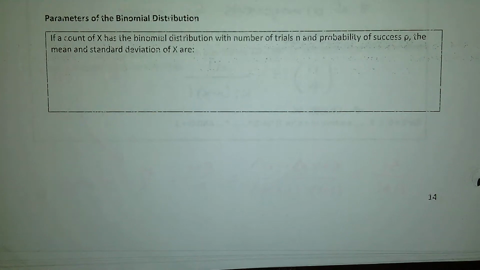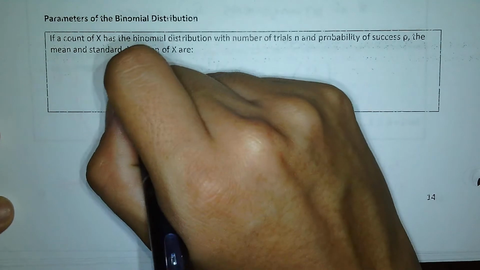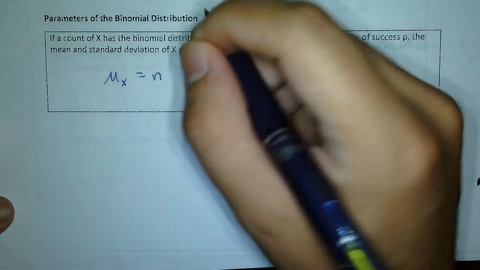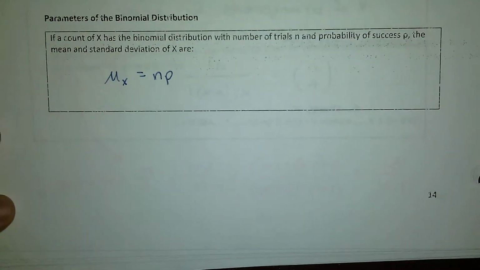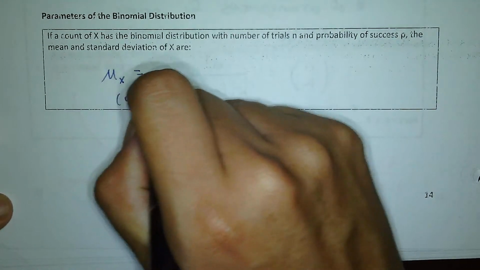Okay, now let's look at some parameters of the binomial distribution. If a count of x has a binomial distribution with number of trials n and probability of success p, the mean and standard deviation of x are as follows. So again, we'll take the mean, which is the mu of x. This is found by the formula by taking the number of trials and multiplying them by the success rate. So that's our mean, otherwise known as our measure of center.